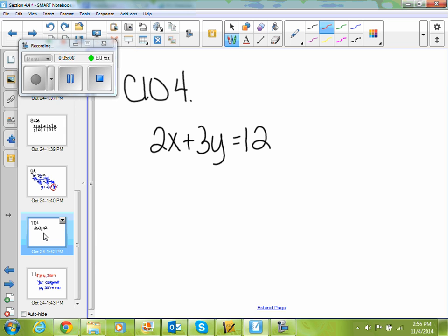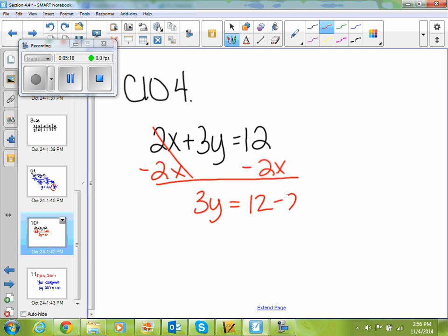So let's do one more. 2x plus 3y equals 12. Minus 2x. So 3y equals 12 minus 2x. Chaim, how do I get rid of the 3? Divide. Perfect. We're going to divide by 3, divide by 3, divide by 3. Alright, what's 12 divided by 3? 4 minus 2 over 3x.